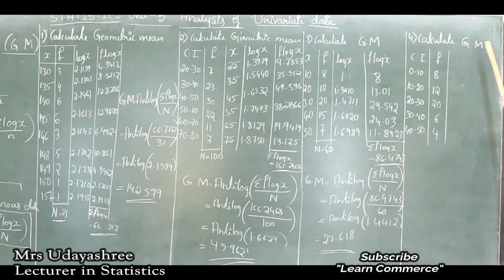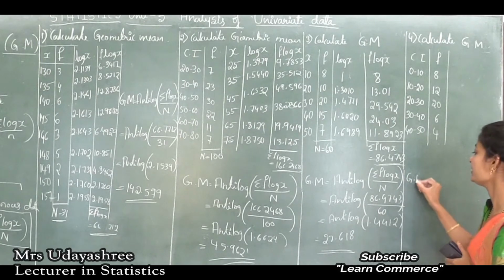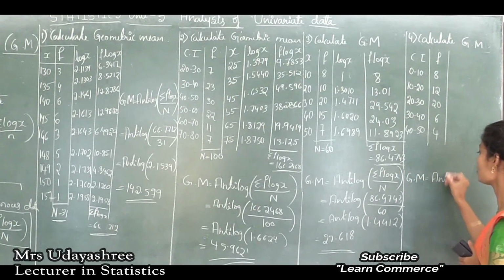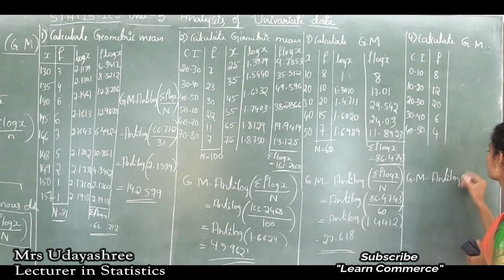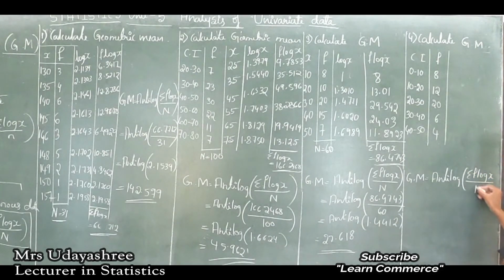To calculate geometric mean in case of continuous frequency distribution, the formula is geometric mean is equal to anti-log of summation f into log x divided by capital letter N. First I will calculate capital letter N. Here capital letter N is total frequency. Total frequency is 8 plus 12 plus 20 plus 6 plus 4, that is 50.